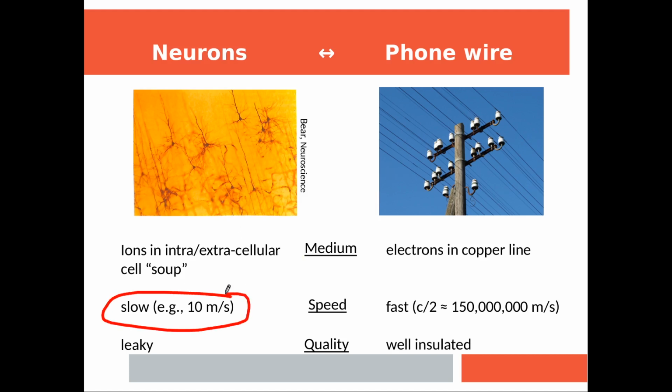It's relatively slow, only about 10 meters per second. So you see that that's very slow compared to this, 1/15 millionth of the speed. And it's pretty leaky. Obviously, if you have ions in a sort of soup, they're going to go wherever they want to go. They're not going to be bound to the copper wire like electrons are, because there's air around them. It's air, so it's not going to transmit current very well.